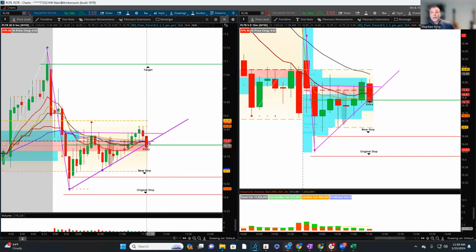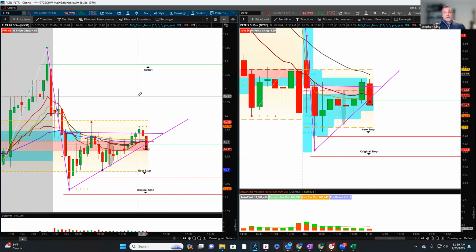So if we get a close below this level, and also if you look over here at the 15-minute chart, what I don't want to see is, ideally, I don't want to see a larger bearish candle here than what we just accomplished here. So now it's just a game of being patient and just waiting.